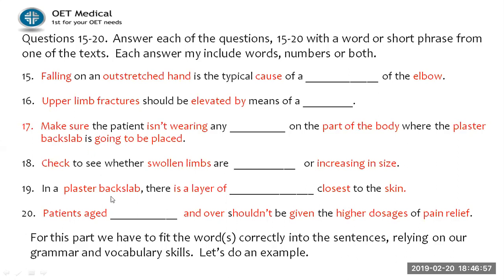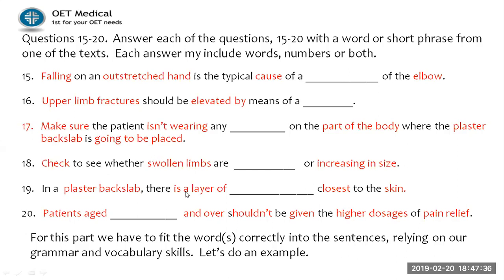Okay, let's look at some of the others. Make sure the patient isn't wearing any. Here, the keyword, wearing something. People wear things on their body. It says on part of the body. So this is going to be a noun, and it's going to be something that people wear. Check to see whether swollen limbs are something or increasing. So this is going to be a verb because the limb is doing something. So it's got to be a verb.